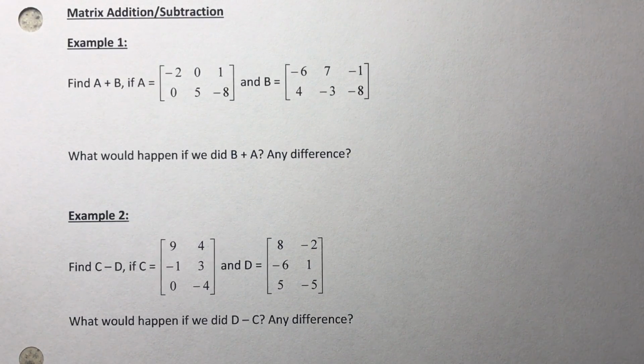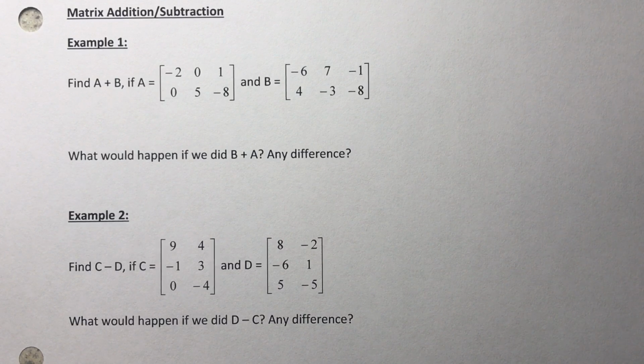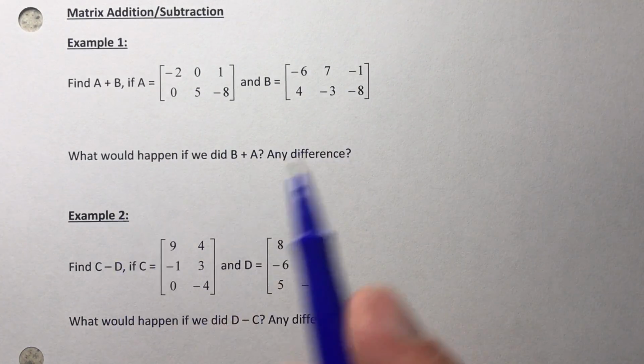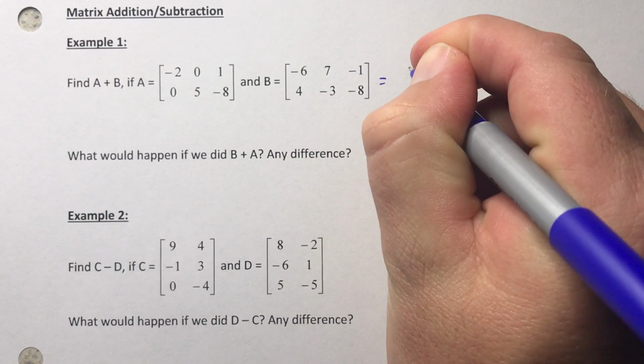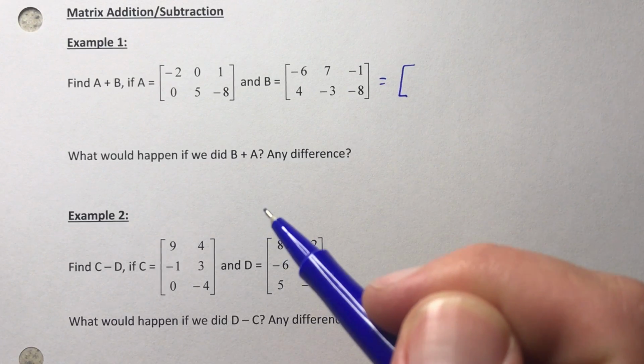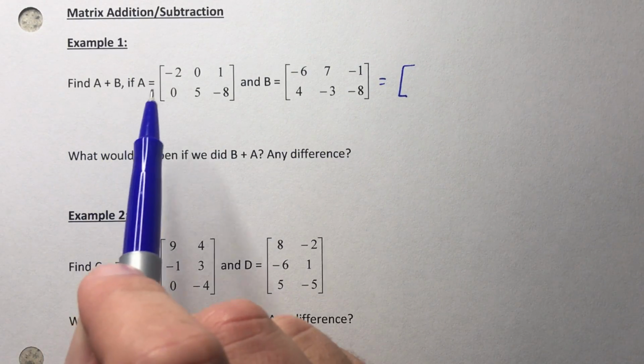All right, section 2.1, we're going to look at examples 1 and 2. So example 1, we've got matrix A and matrix B. They want us to find A plus B. When you add matrices, your matrices have to be the same size, so they have to have the same exact dimensions. So this is a 2 by 3 matrix and a 2 by 3 matrix, which means I can add them, and when I add them, I'm going to get another 2 by 3 matrix, and I get that matrix by adding the elements that are in the same spot.